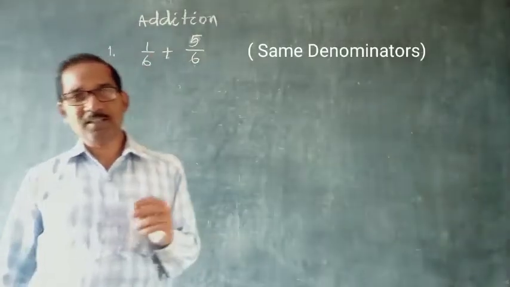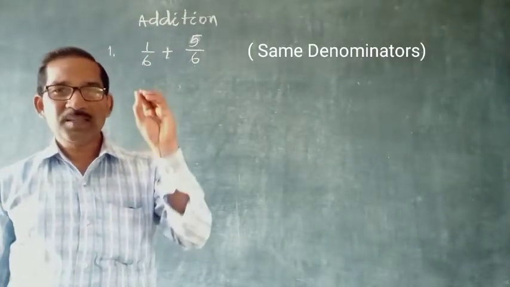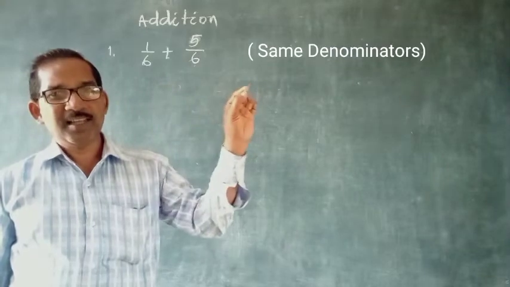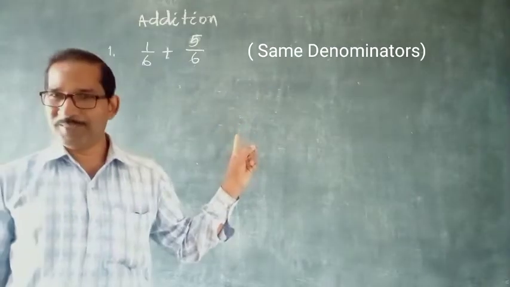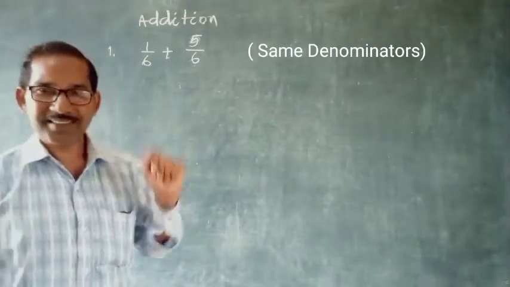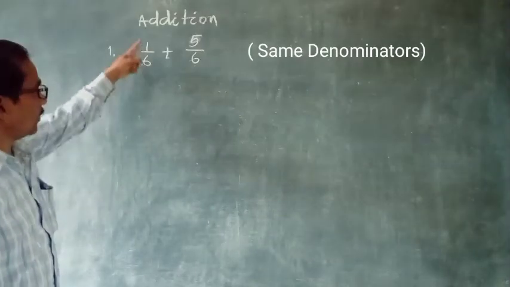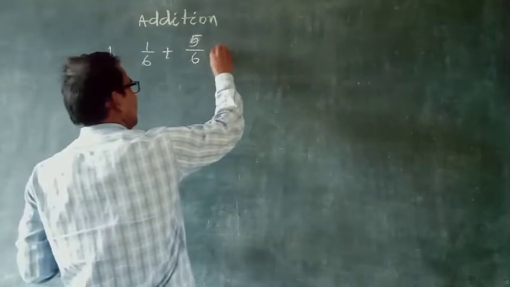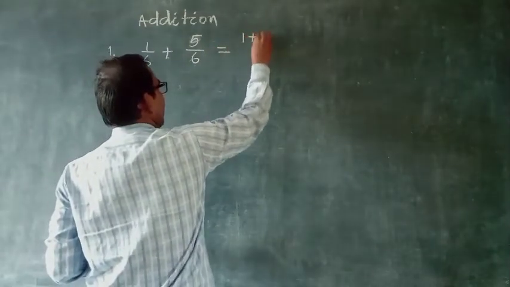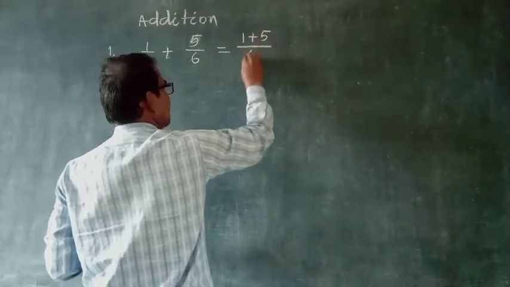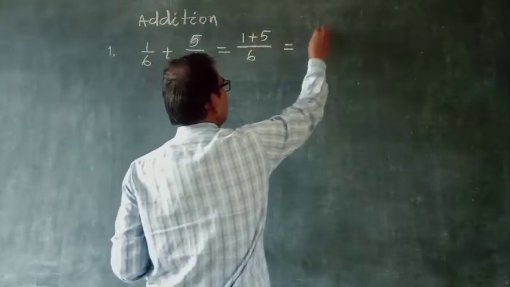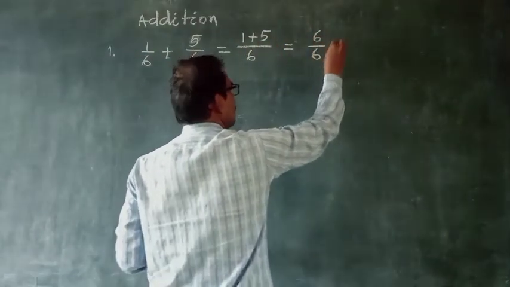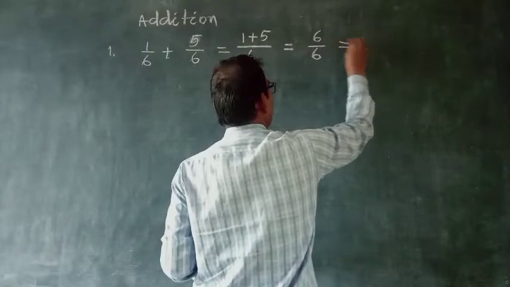If the denominators are the same, then you simply add the numerators and divide by the same denominator, in this way. So the first denominator is 6, the second is 6, simply add like this. 1 plus 5 divided by 6 is equal to 6/6. So 6/6 is equal to 1.